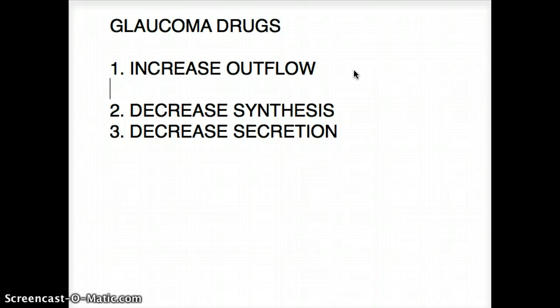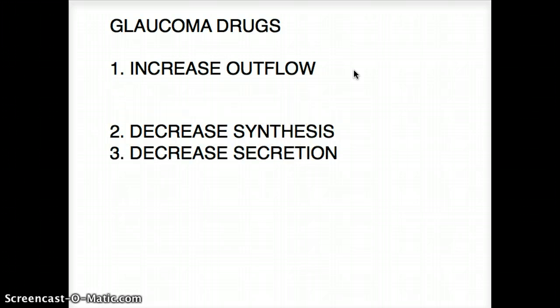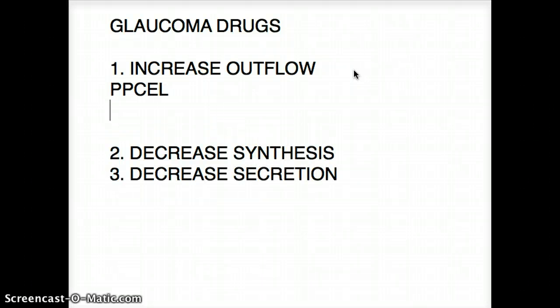Okay, so let's talk about the outflow one first. I use a mnemonic for the outflow one, and it's called PP cell. If it works for you, you can use it. If it doesn't work for you, you can come up with something else.